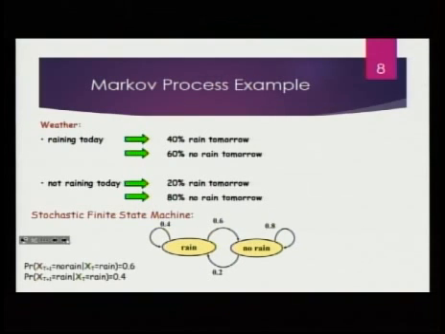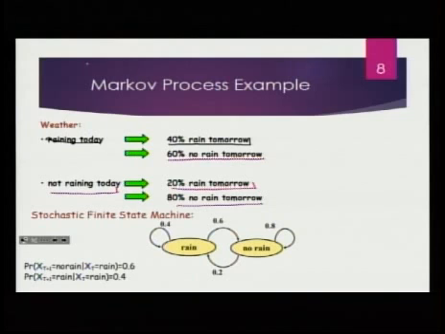Suppose we say that it's raining today, and we have a second state, it's not raining today. If it is raining today, then there is a 40% chance that it will rain tomorrow, and a 60% chance that it will not rain tomorrow. And if it is not raining today, there is a 20% chance that it will rain tomorrow, and an 80% chance that it will not rain tomorrow.